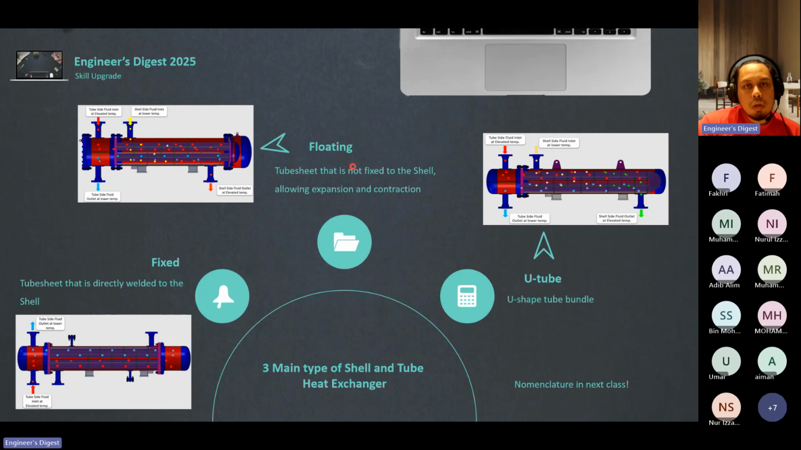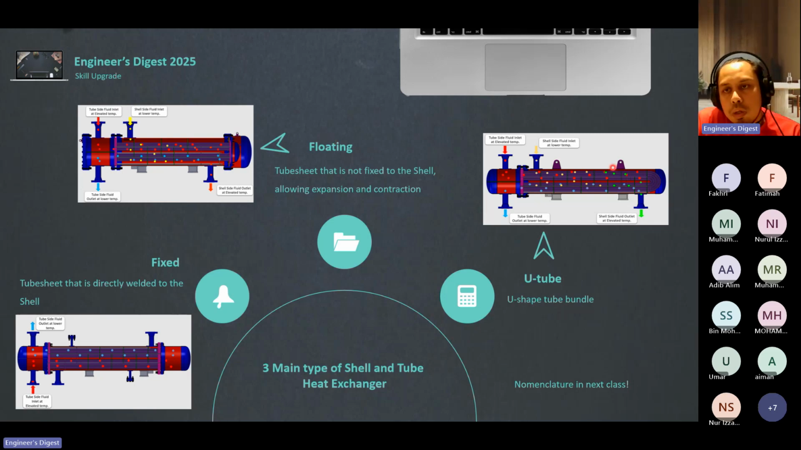Floating type is where the tube sheet is not fixed to the shell, allowing expansion and contraction. This is the rear end, which we will see later. You can see this is a floating type design. When you have thermal expansion, this floating design will be able to move, to expand and to contract. So this caters for a lot of the thermal expansion issue.